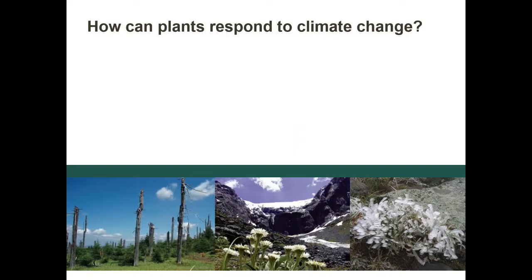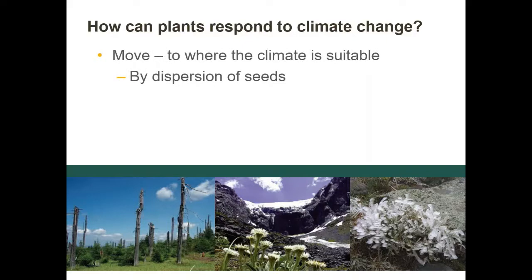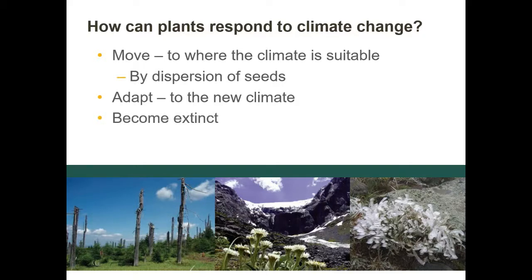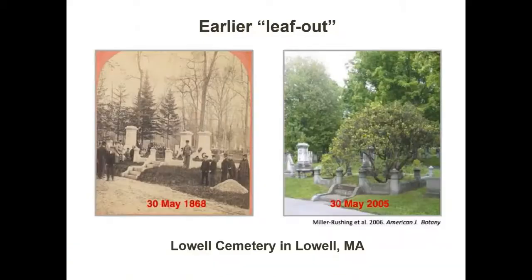So what can plants do in response to climate change? They have a few options. They can move to where the climate is more suitable by seed dispersion, for example. They can adapt to the new climate. Maybe they can leaf out earlier as things warm up. Or, unfortunately, some of them may become extinct. And it's all a matter of different plants have different strategies and may fall into these different categories.